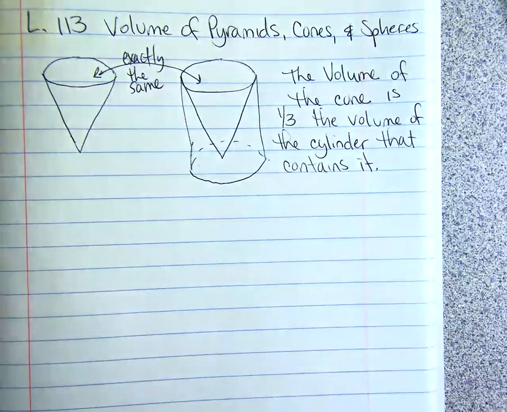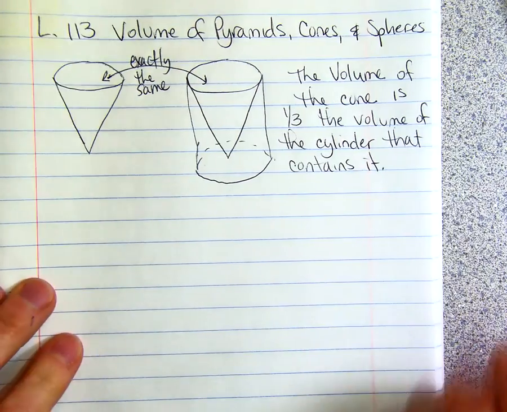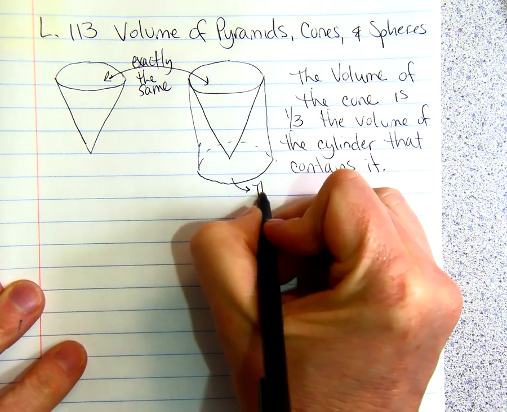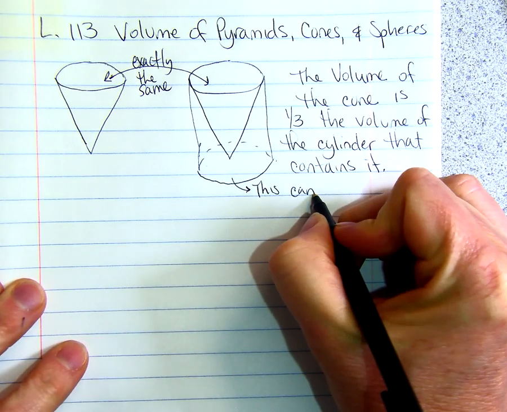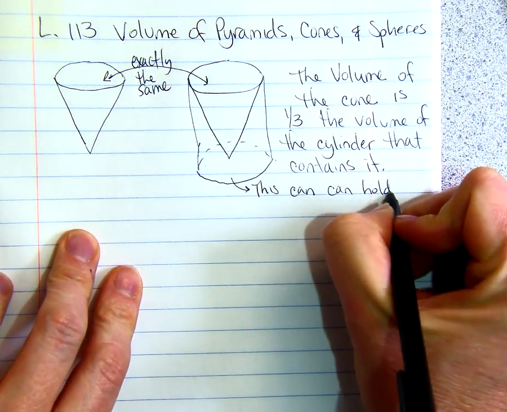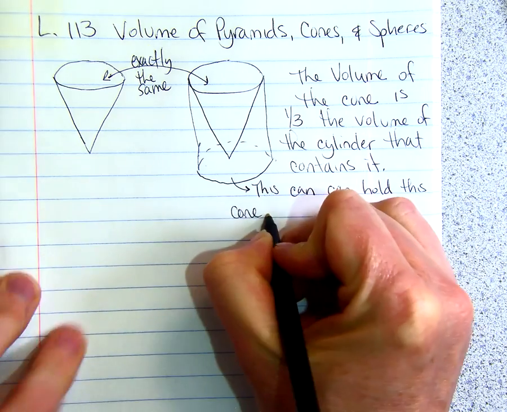Or in other words, the base of the cylinder would have the same diameter as the base of the cone. So this can hold this cone, this particular cone.